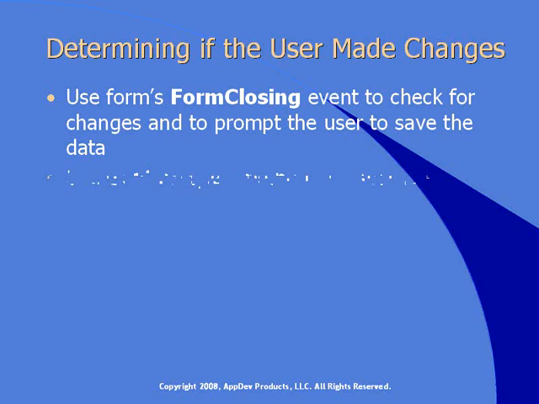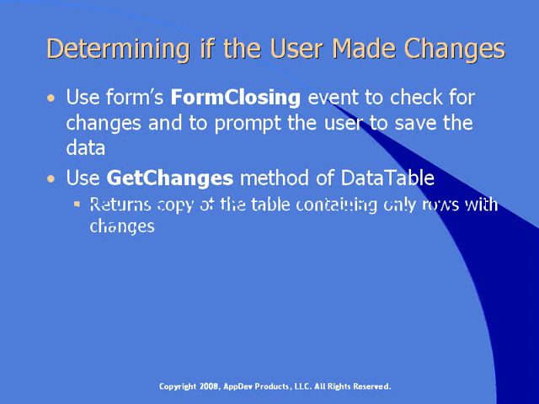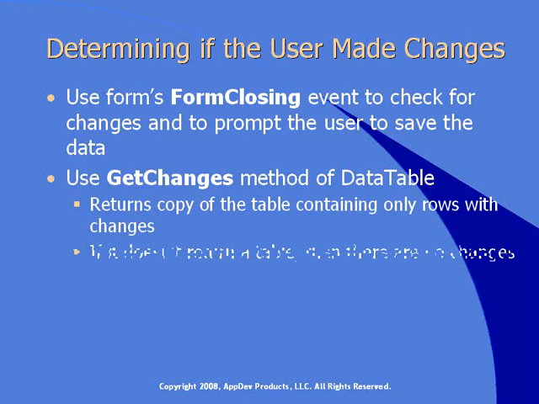How do you know if changes were made? Well, you can use the getChanges method of the data table class. And that's going to return a copy of the table that contains only the rows with changes in them. If you call getChanges and nothing comes back, then there were no changes. And then you can decide whether you just want to see if any changes were made, or if you actually want to see what the changes were, you can inspect that copy of the table.